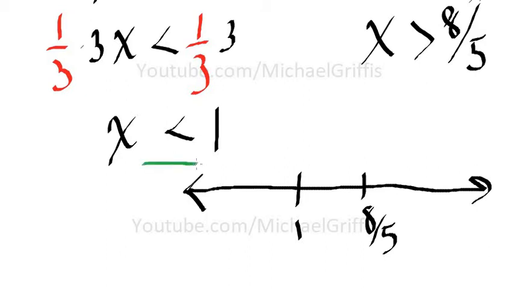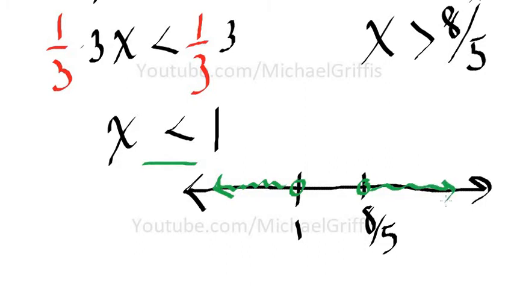So x is less than 1. It's an open circle, and it's everything going off in that direction, and this is also going to be an open circle. x is greater than 8/5, so that's going off in that direction.